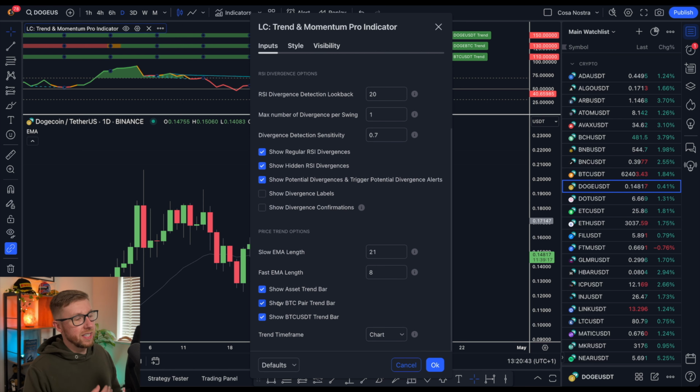Price trend data, currently the 21 and the 8 at the moment. You can change that to whatever style. So if you're a longer term investor, you may want to go for the 50 and the 100 or the 200, whatever. Up to you. You can also remove them.